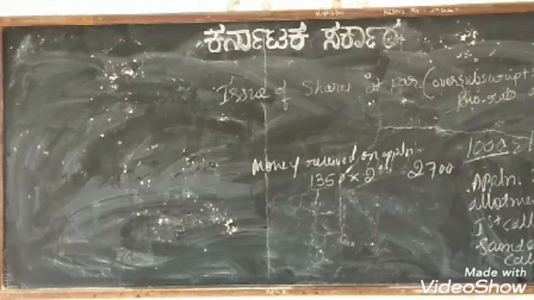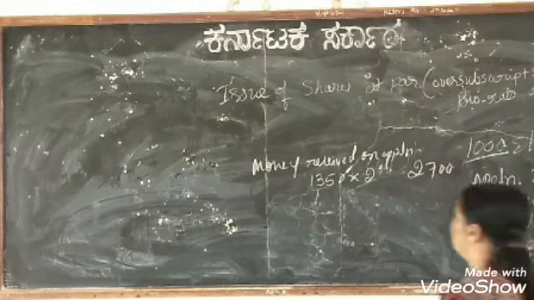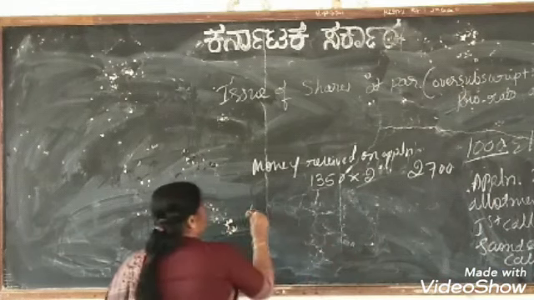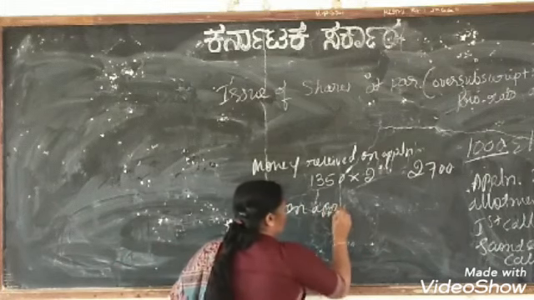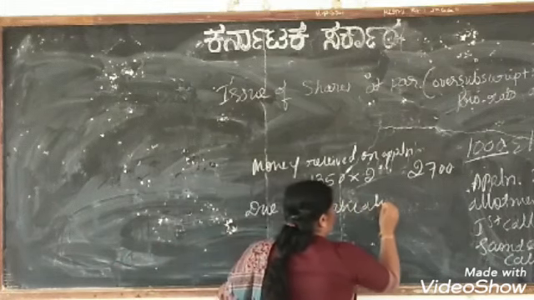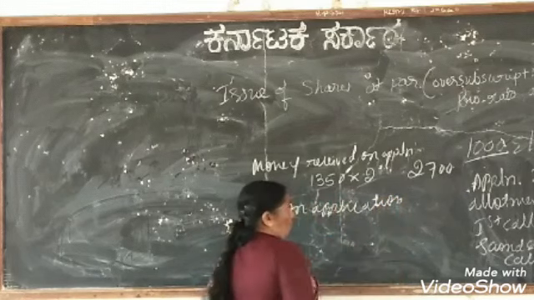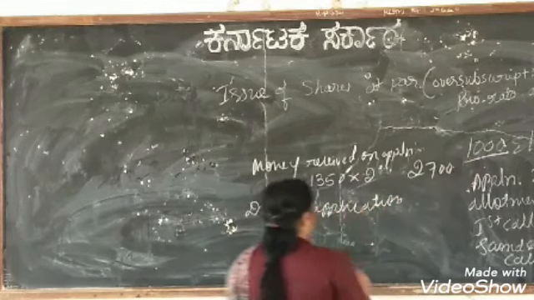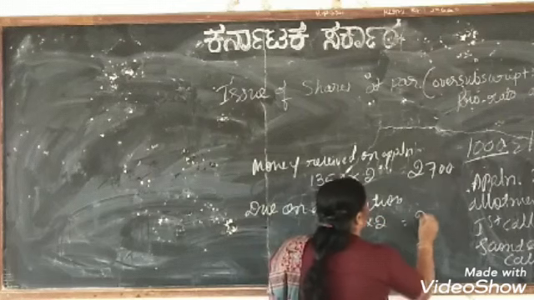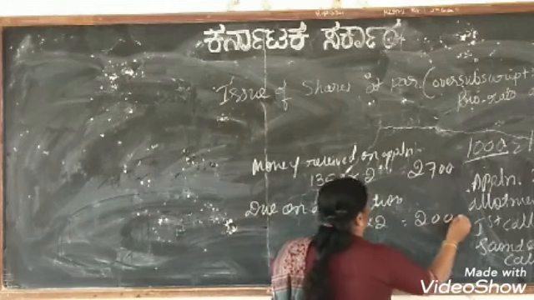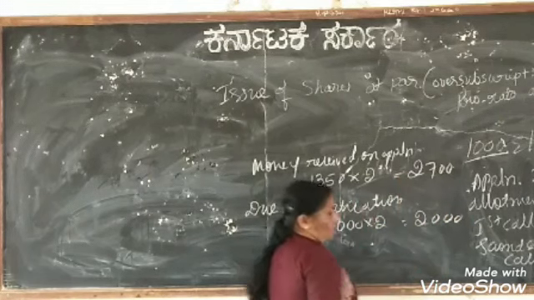Then due on application actually how much? Due on application was only, because only how much is called? Only 1,000 shares were called. So 1,000 into 2, due on application is only 2,000 rupees.